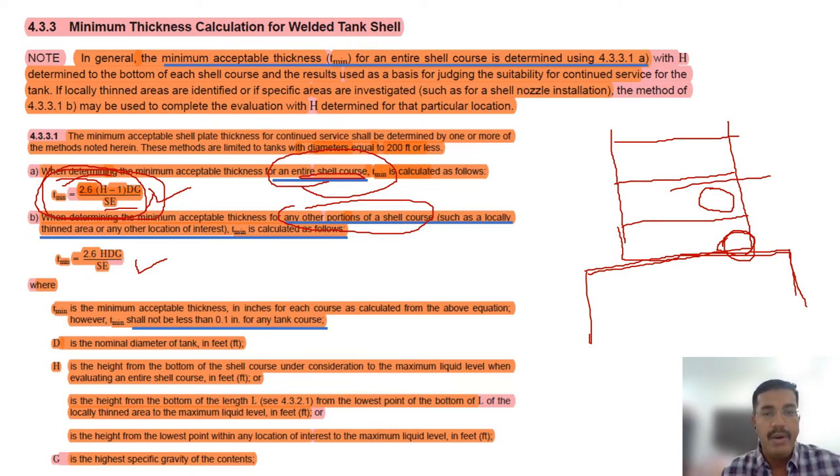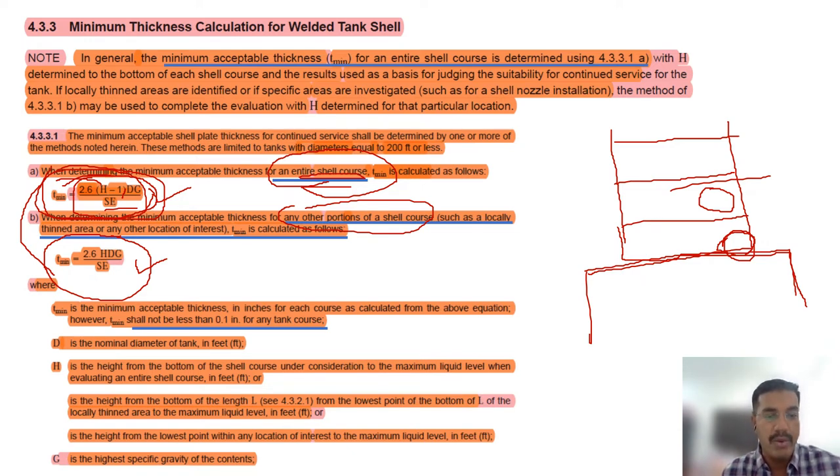T minimum for the welded shell thickness, there are two formulas. For one entire shell course, as I explained, the formula is T minimum equals 2.6 D (H minus 1) G divided by SE. If it is any other portion, then there is no minus 1. It is only T minimum equals 2.6 D H G divided by SE. As I told you, everything you will find in your question except S and E. Sometimes they give S and E, but most of the time they try to test whether you are going to find S or E or not, because these two parts are more important.